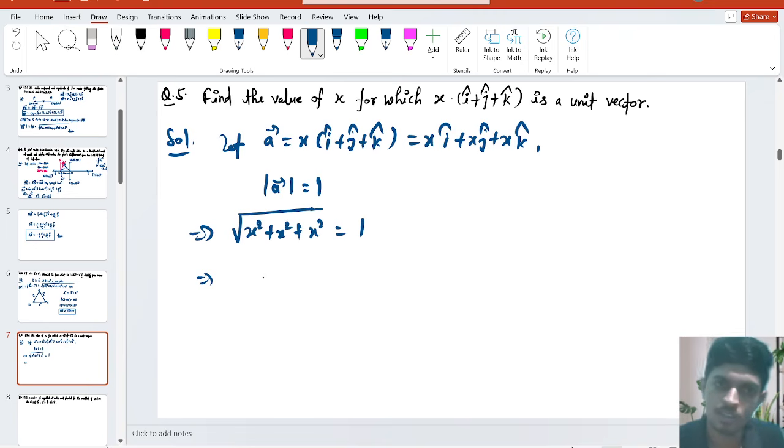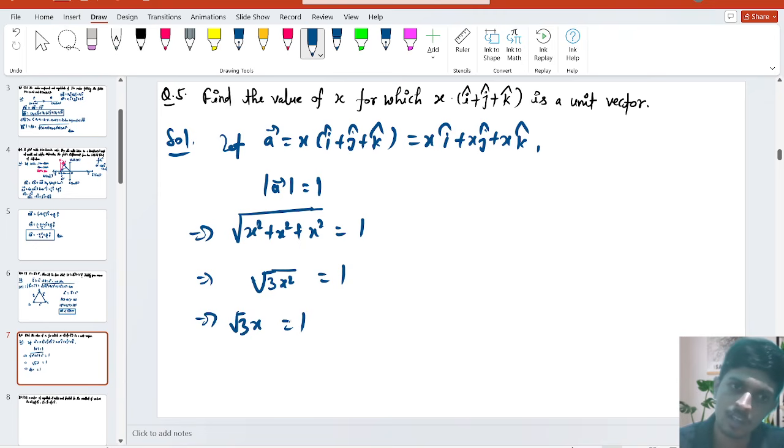under root 3 x square equals 1. Squaring both sides, you get 3x square equals 1. x square is equal to 1 by 3.